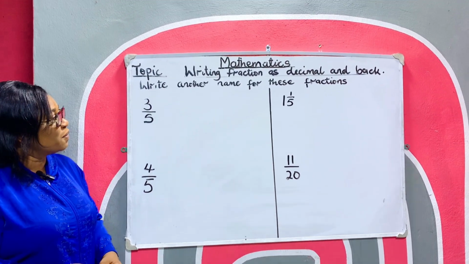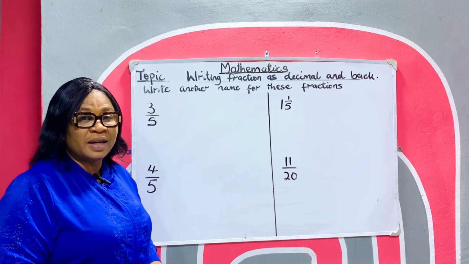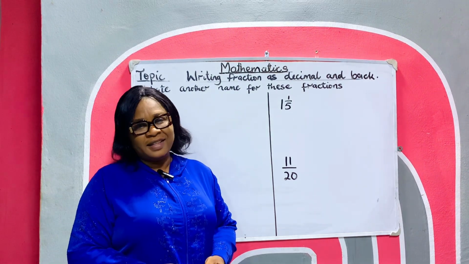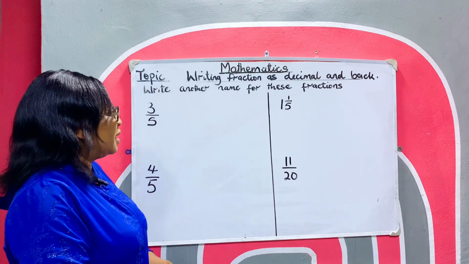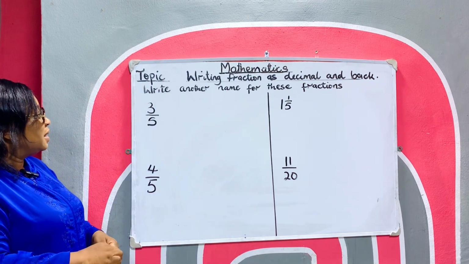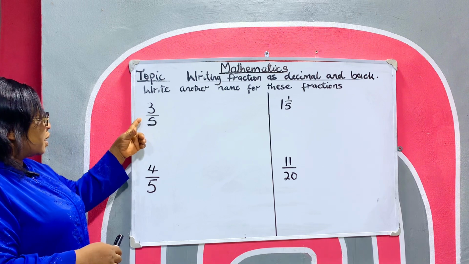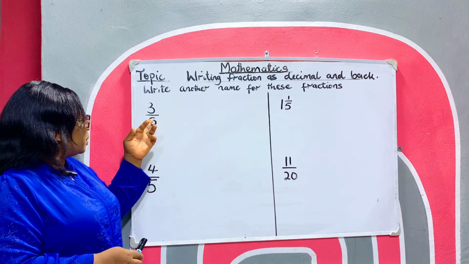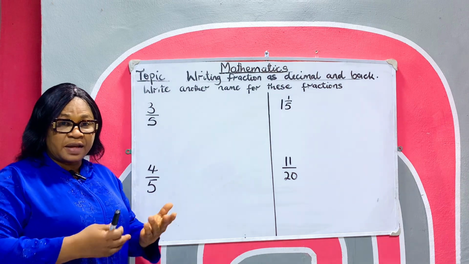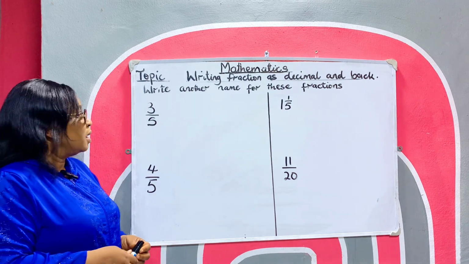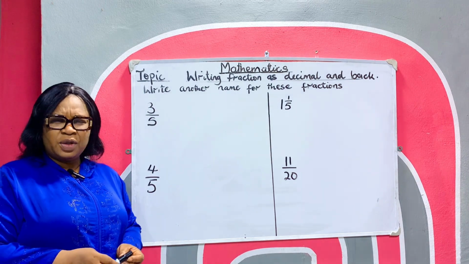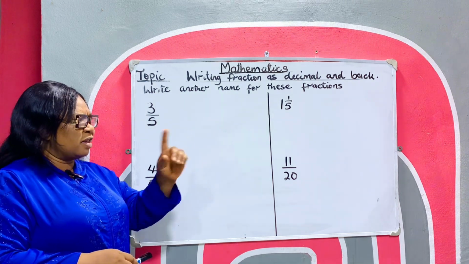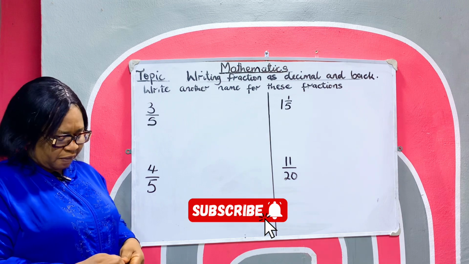Okay, writing fraction as decimal and back. So another way of writing fraction is writing it as a decimal. Okay, let's have some examples. The first one is 3/5. And you know I told you that when you see 3/5, it means that something is 5 and 3 was cut out of it. So 3/5 is a fraction. Which other way can we write it? Or which other way can you see it and you know that this is 3/5?